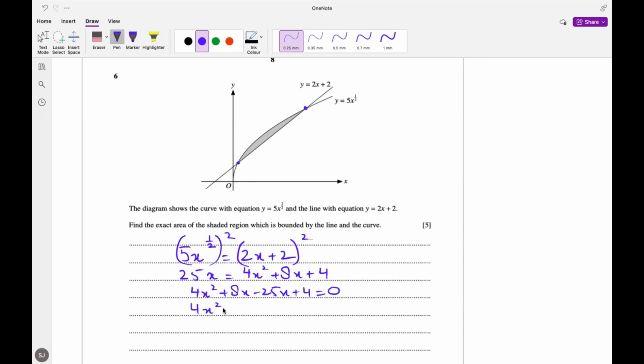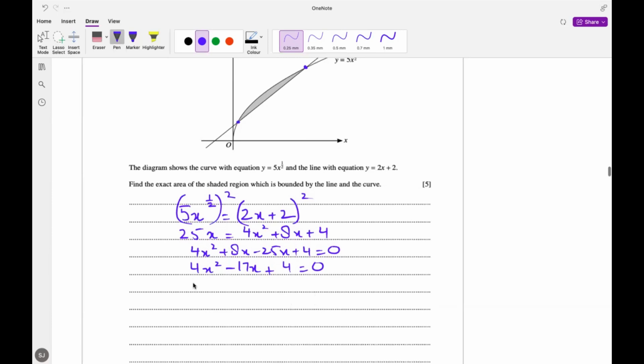Simplifying, it will become 4x squared minus 17x plus 4 equals 0. Now, solving the quadratic equation by splitting the middle term or using a calculator, we'll get 4x squared minus 16x minus x plus 4 equals 0.